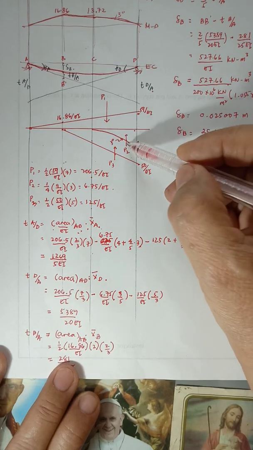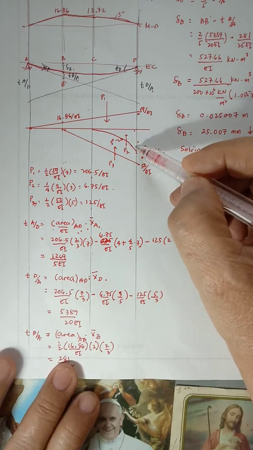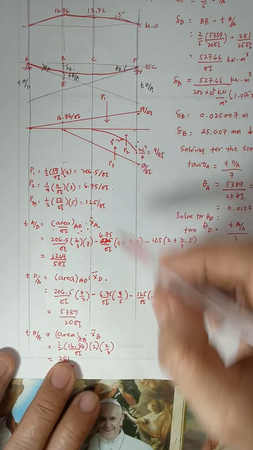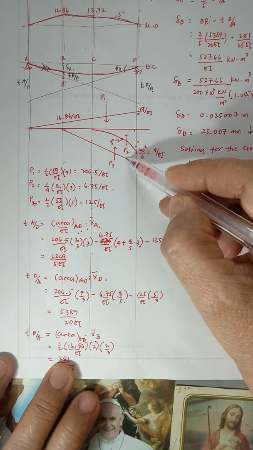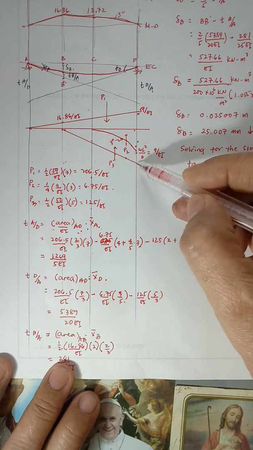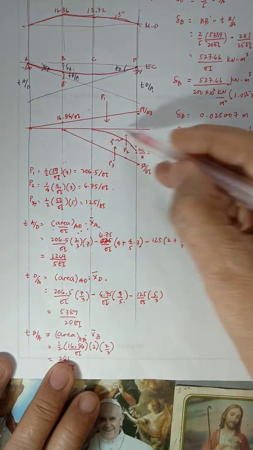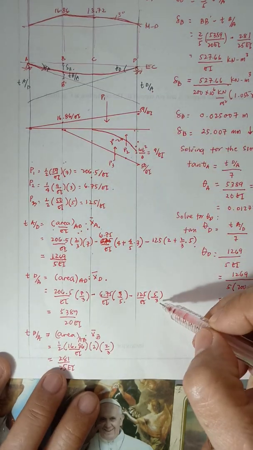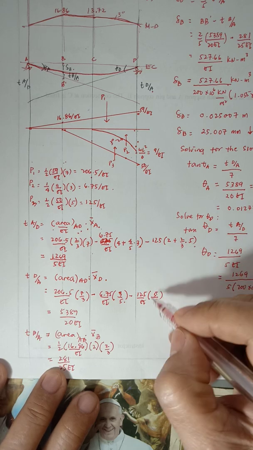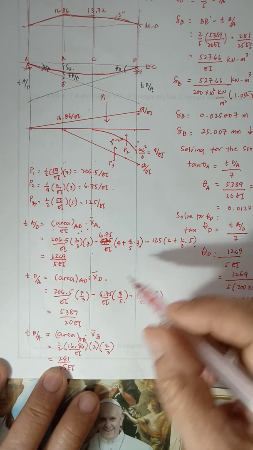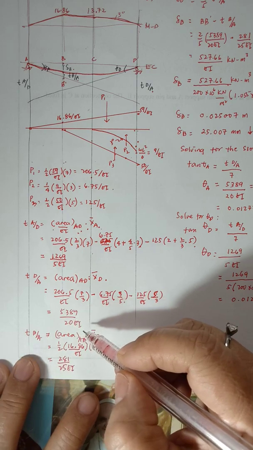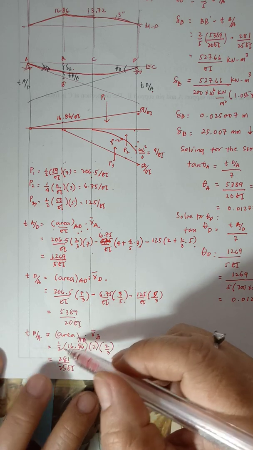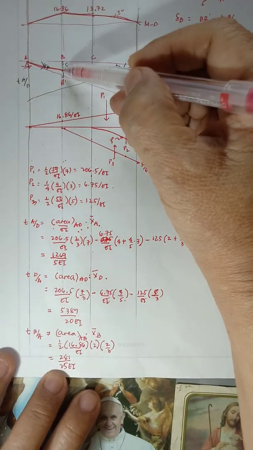6.75 times the distance with respect to D is 1/5 of 3. So we have 3/5 minus this one, 125 times 1/3 of 2 plus 3, 5. So that is 1/3 of 5. Okay? And calculating, we have 5,381/20 EI.